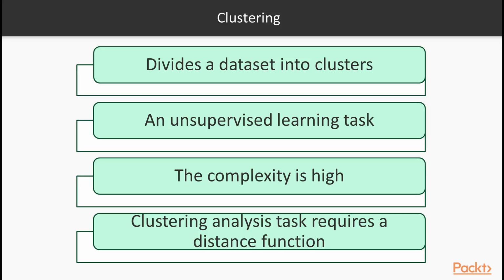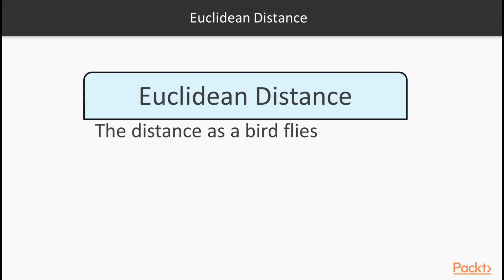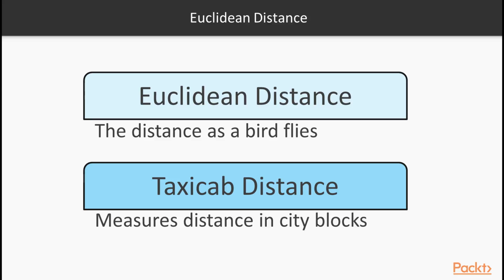The clustering analysis task requires a distance function, which indicates how close items are to each other. A common distance is Euclidean distance, which is the distance as the bird flies. Another common distance is taxicab distance, which measures distance in city blocks. Clustering was first used in the 1930s by social science researchers without modern computers.